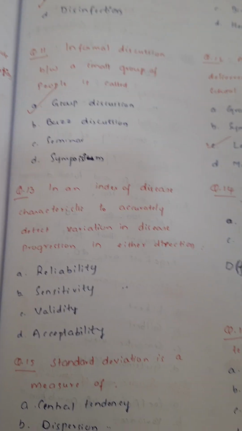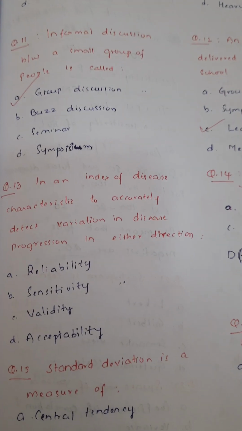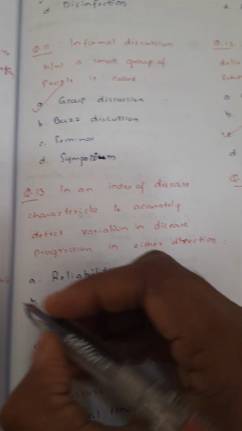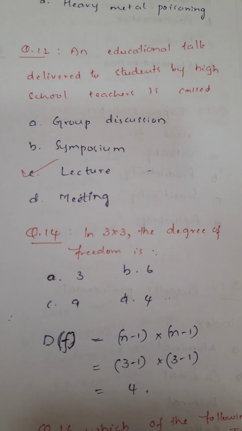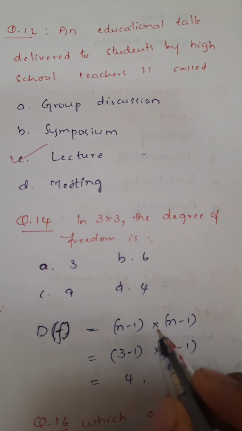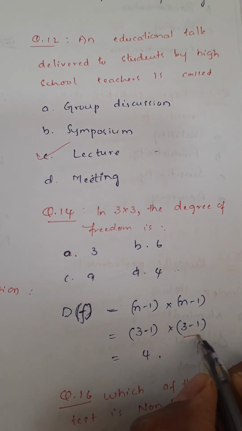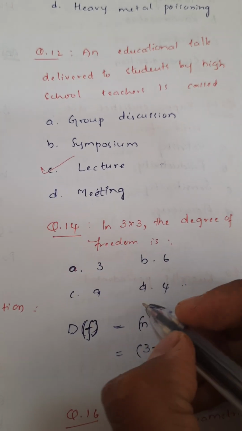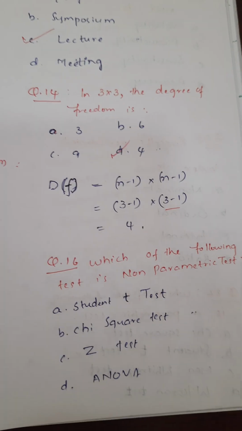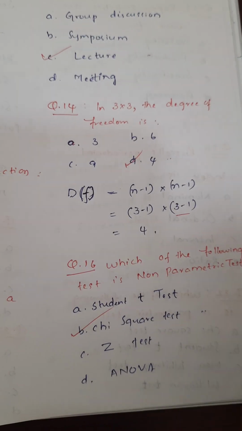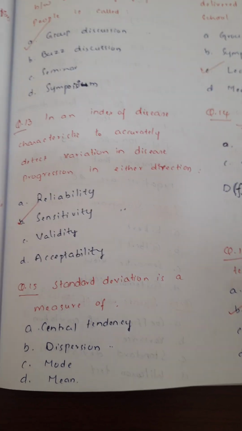And in an index of disease characteristic, to accurately detect variation in disease progression in either direction, this is known as sensitivity. And in a 3 into 3, the degree of freedom is, if you know the formula, D equal to n minus 1 into n minus 1. So 3 minus 1 into 3 minus 1, the answer is 4. And which of the following test is non-parametric? Non-parametric is like chi-square test. Standard deviation is a measure of dispersion.